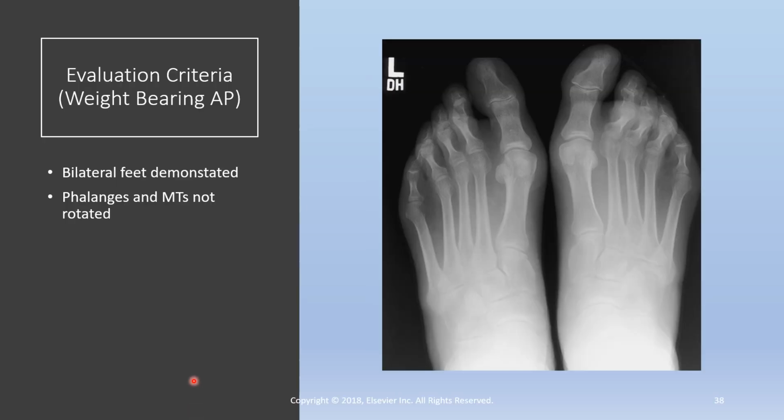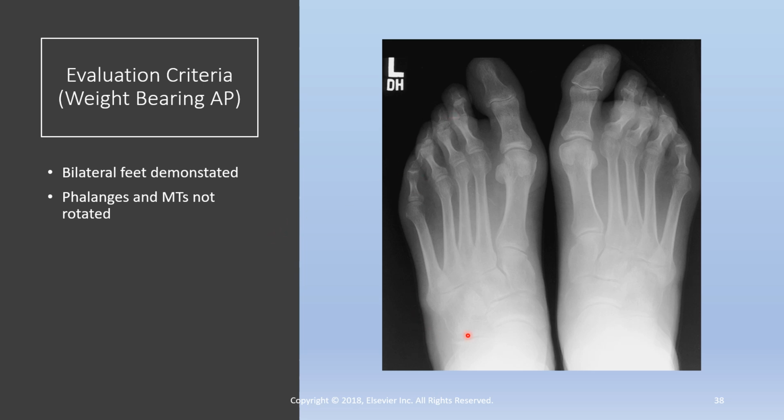With the AP, the evaluation criteria on the bilateral weight bearing, notice it says bilateral feet are demonstrated. The phalanges and the metatarsals are not rotated. Now, this picture is an adult. The picture in the book on 235 is actually a child. You can see the epiphyseal plates, meaning that the bones are still growing. But you should demonstrate bilateral feet from soft tissue surrounding the phalanges to the distal portion of the talus.